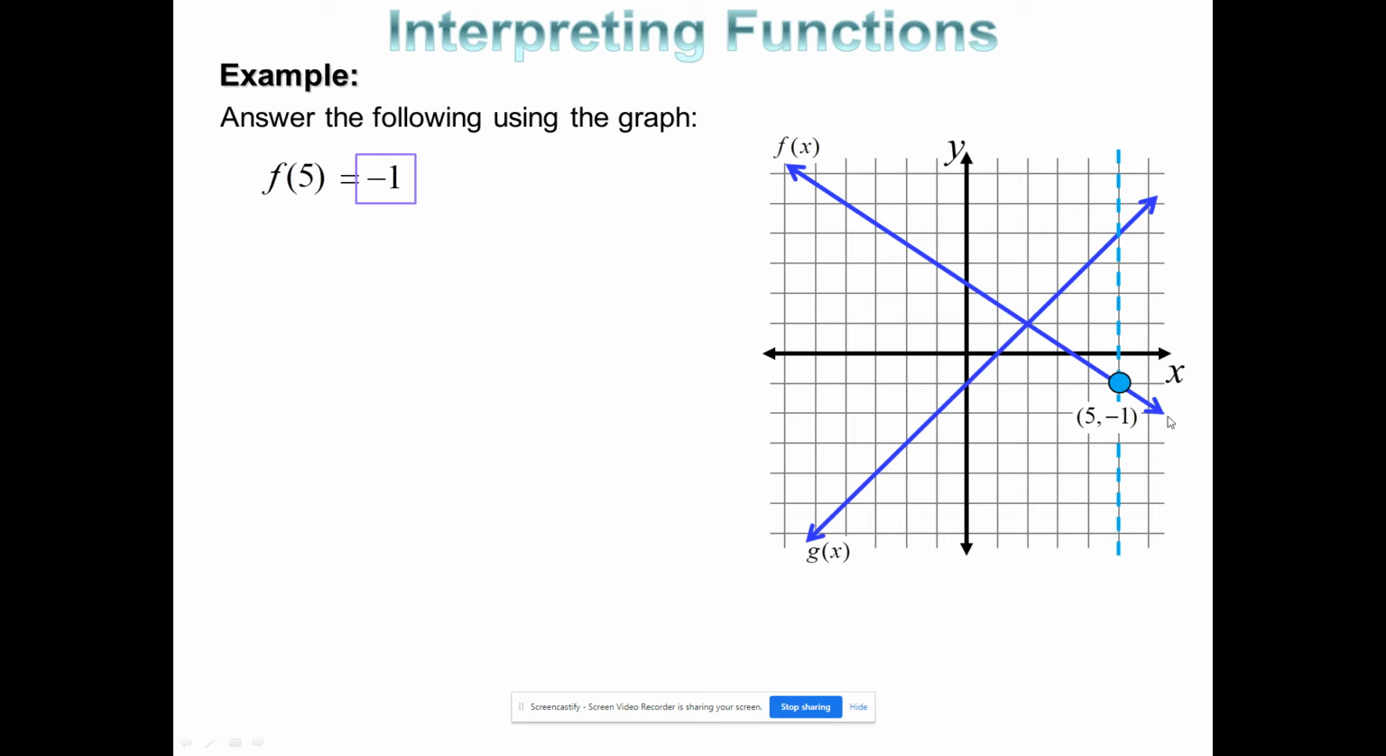I know it represents the point 5 comma negative 1, but f of 5 means what is f at 5? That's negative 1. Okay, g of 5 would be up here because that's the line g. So g of 5 is at 4. So g at 5 is equal to 4.